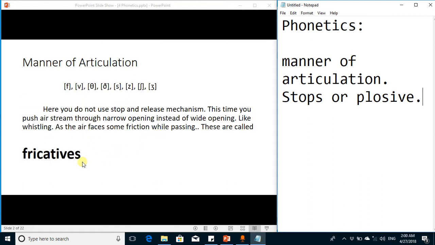And the next is fricatives, and here you do not use the stop and release mechanism. Rather, you push the airstream through a narrow opening instead of a wide opening. I mean, when we exhale while articulating these sounds, we release the airstream by applying some friction, just like whistling. These sounds like F, V, theta, and eth are all called fricatives.